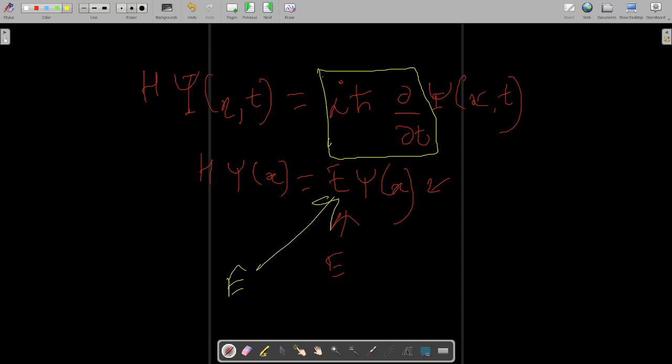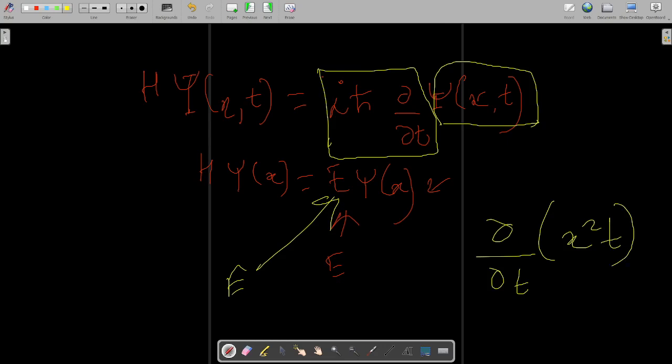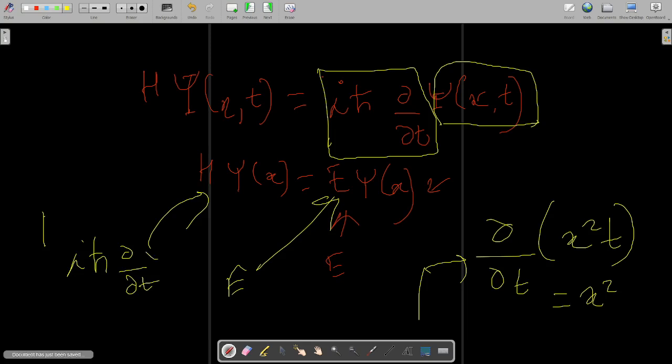The difference is that over here the function psi is a function of x and t. So if I take del by del t of some function which is a function of x and t both, then it will not yield 0. It will yield something. But over here, if I try to use the same formula, i h cut del by del t, in the second formula instead of E psi, then definitely this thing will always be 0.